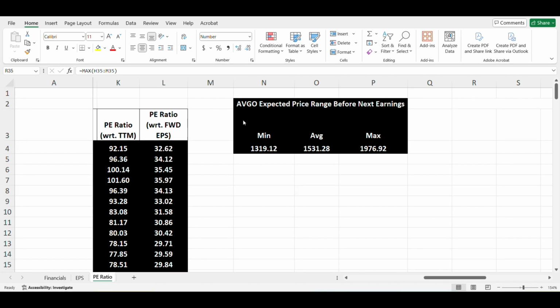But to be on the safe side, I can say that if we buy AVGO at this price, at least a 20% increase we can expect 4 quarters from now. So that's all about the AVGO assessment and price projections before the next earnings.